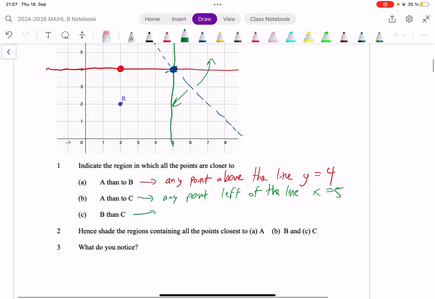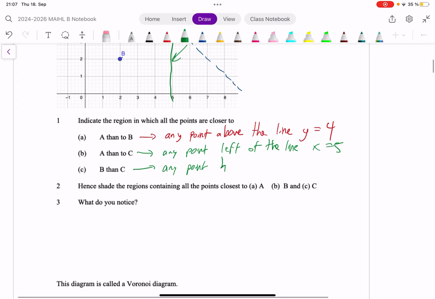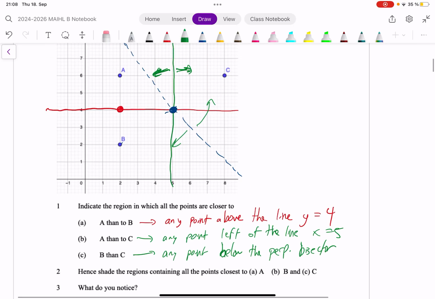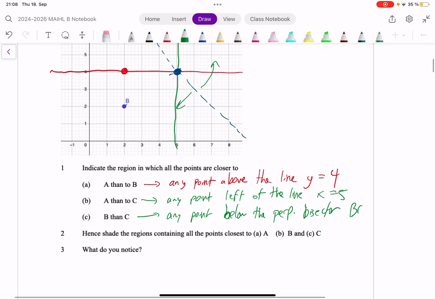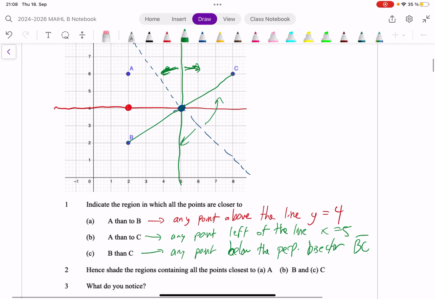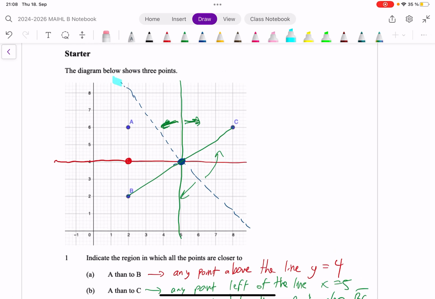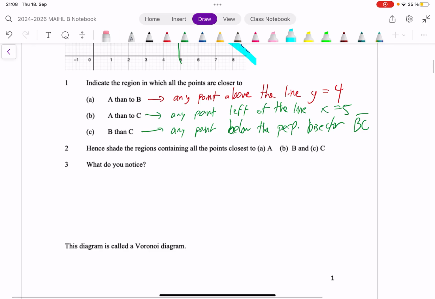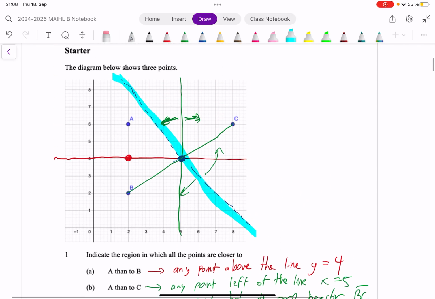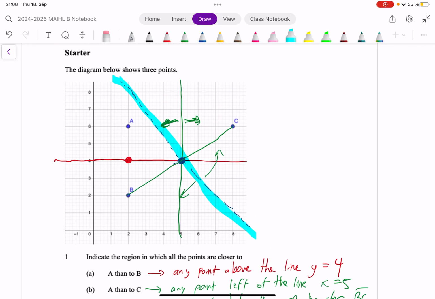And so then it says, we don't need to find the equation of the line, we could say any point closer to B would be any point below the, what's called perpendicular bisector, the line that is both perpendicular and bisects BC. So if I was to draw BC, the perpendicular bisector is this one that I'm about to highlight. Right, it's perpendicular to BC and it cuts BC in half, perpendicular bisector. So then it says, hence shade the regions for all the points that are closer to A, B, and C. So we can kind of see how this will work.